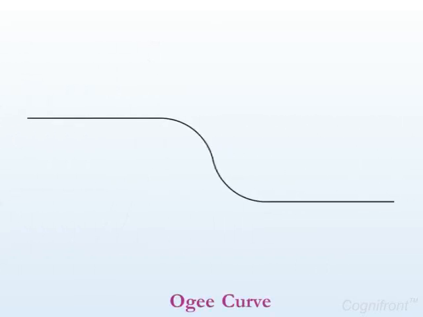Let's now move further to ogee-shaped arc tangent between two parallel lines. But first, what is an ogee curve? Ogee curve is also known as reverse curve and is a combination of two arcs that are reverse of each other. Now AB and CD are the two given parallel lines.